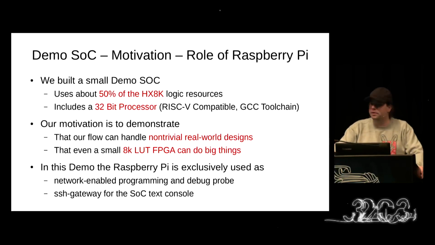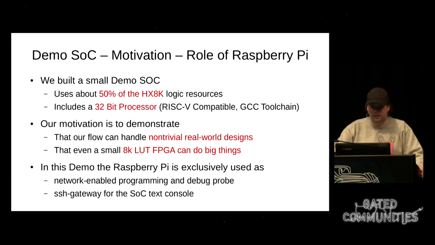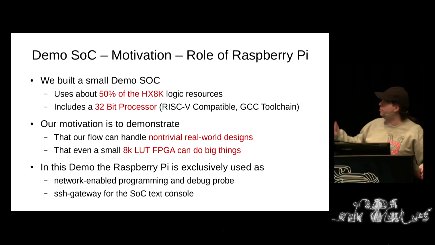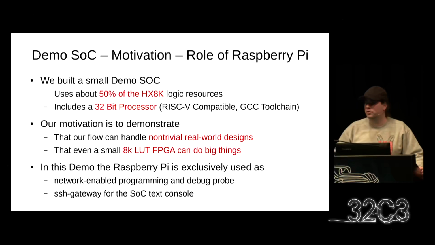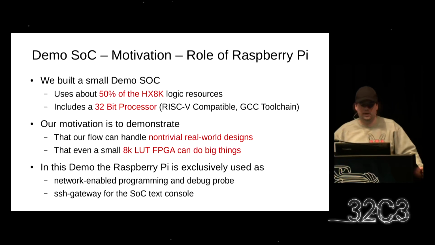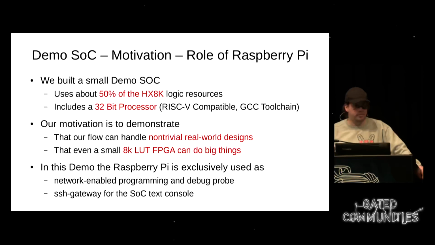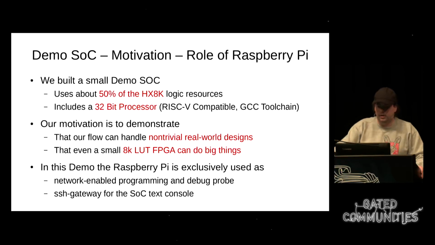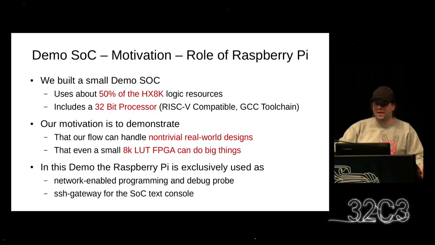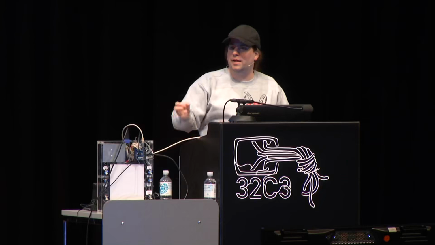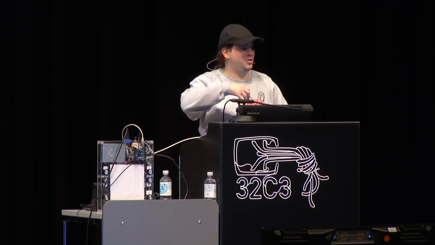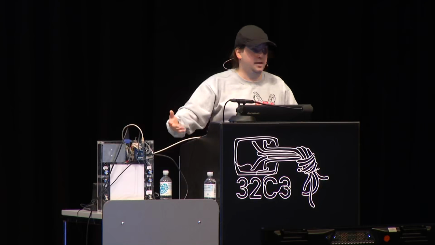And it includes a fully featured 32-bit processor that's compatible with the RISC-V instruction set, so you can use the GCC toolchain and stuff like that to build programs for that. And in this demo, the Raspberry Pi is only used as a network-enabled debugger and to access the console port of the system on a chip. It doesn't do anything else.